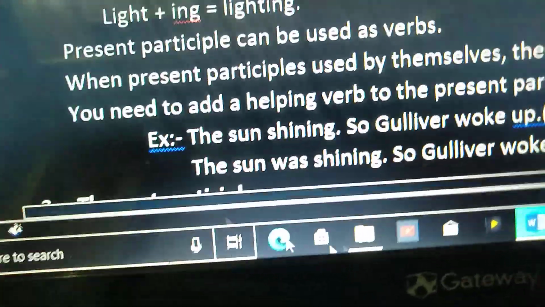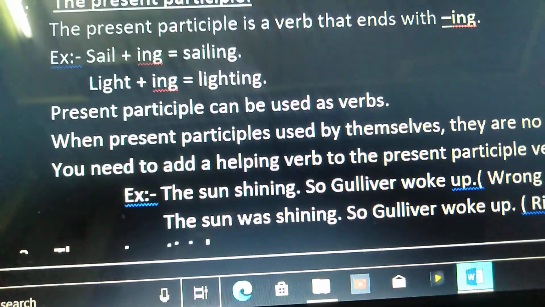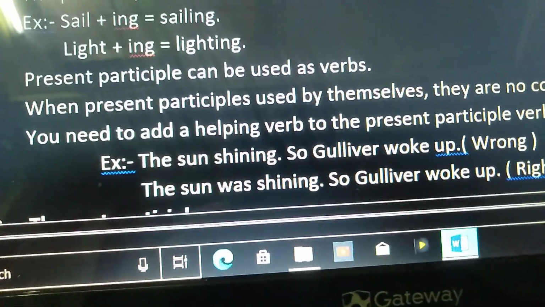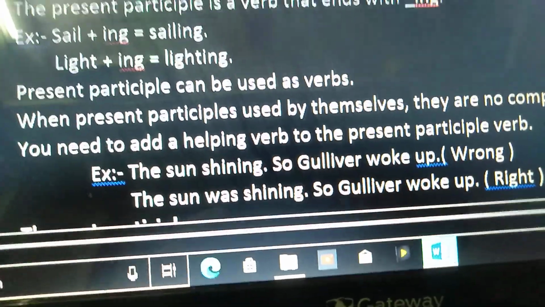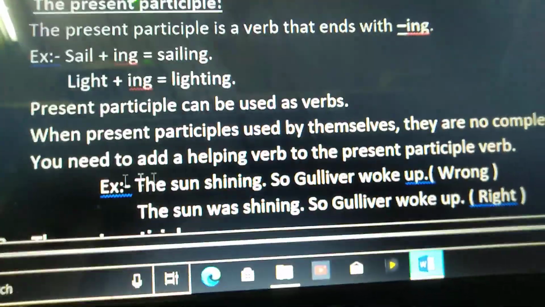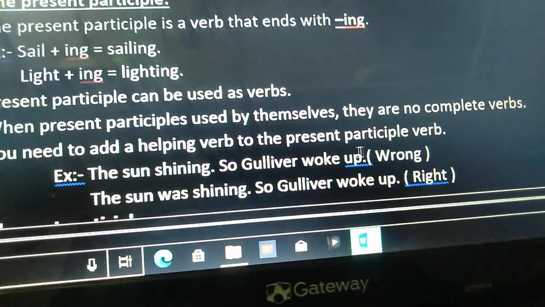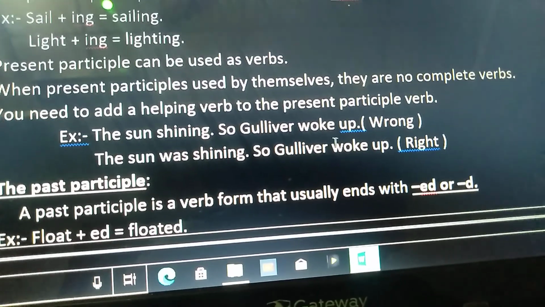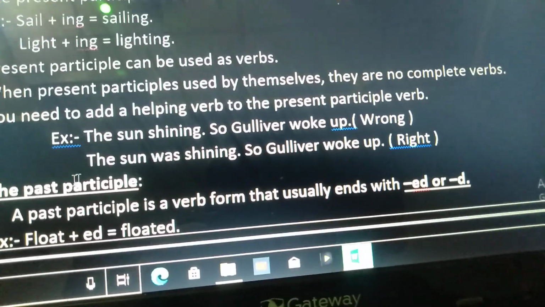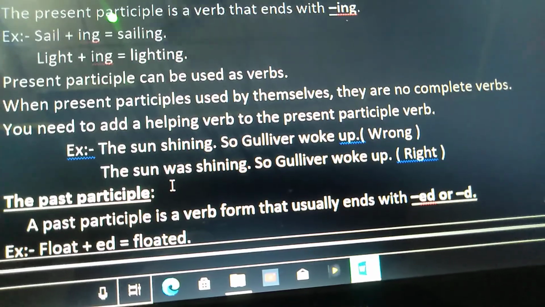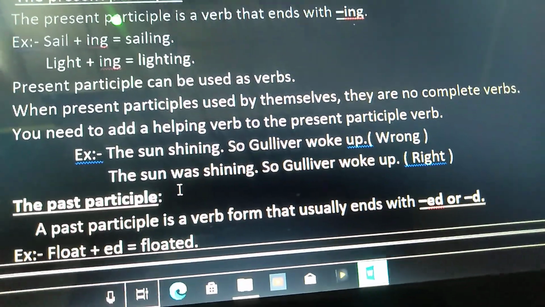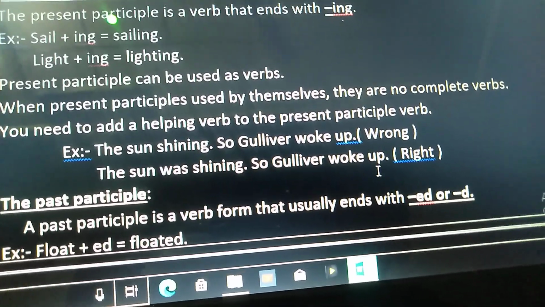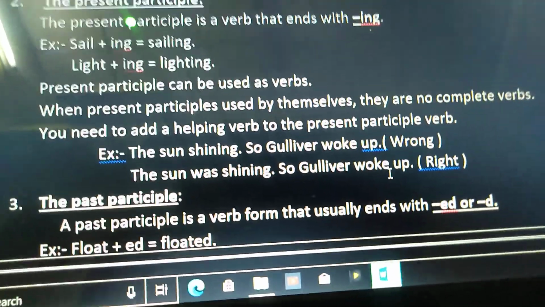These present participles can be used as verbs. When present participles are used by themselves, they are not complete verbs. You need to add a helping verb to the present participle. "The sun shining. So Gulliver woke up." This sentence is wrong. See, we are using a helping verb here, right? "The sun was shining. So, Gulliver woke up." This sentence is correct.